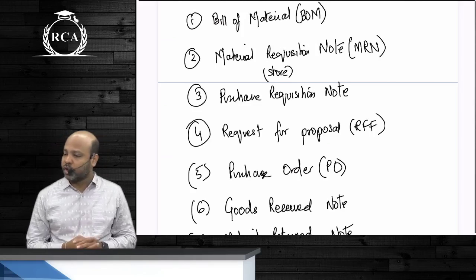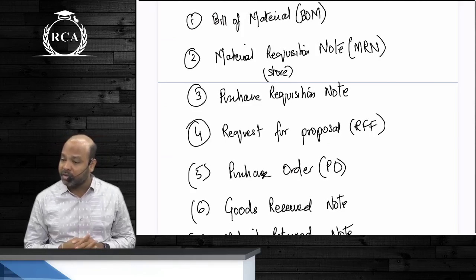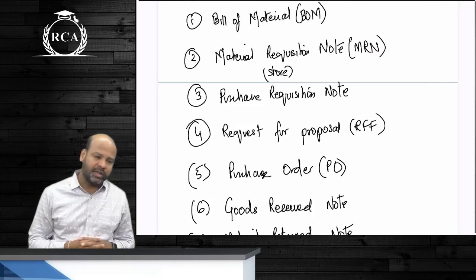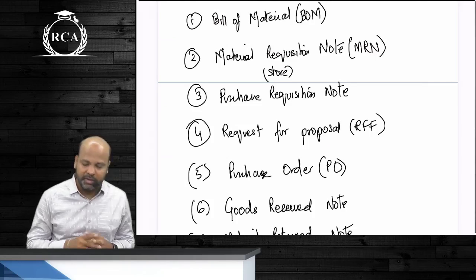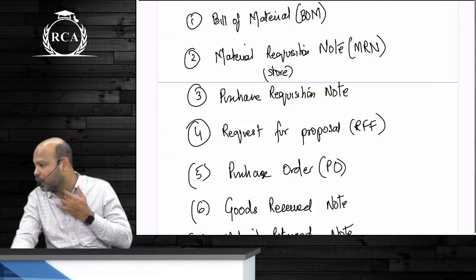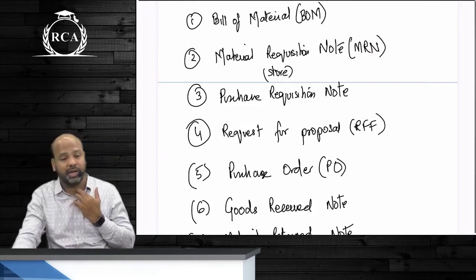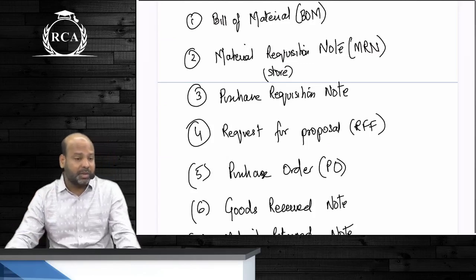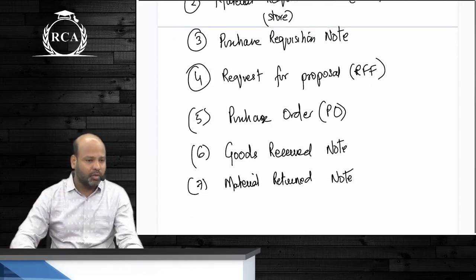Once you shortlist a supplier, then comes placing a purchase order. After that, when the materials are delivered by the supplier to the factory, you will be preparing a goods received note at the factory gate. This is prepared in 4 copies. After that comes releasing payment to the suppliers.